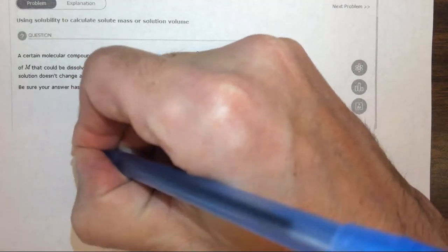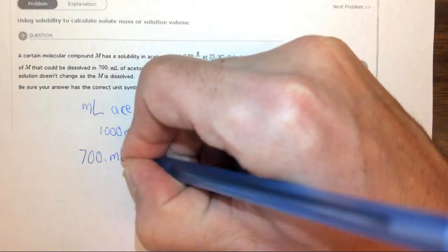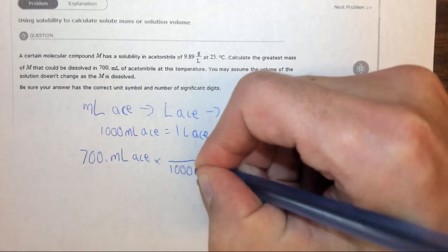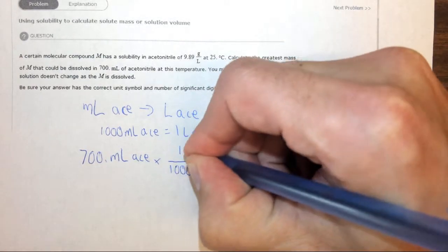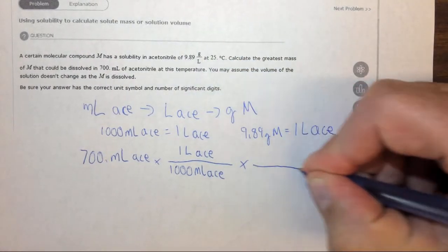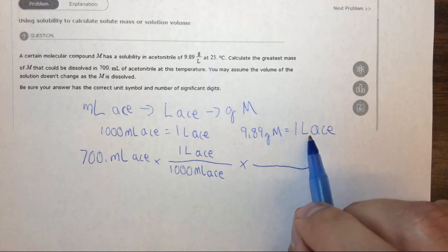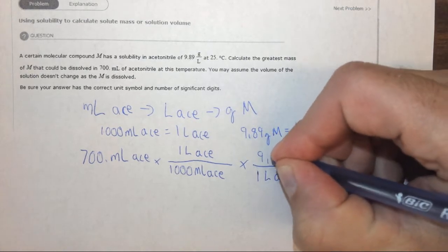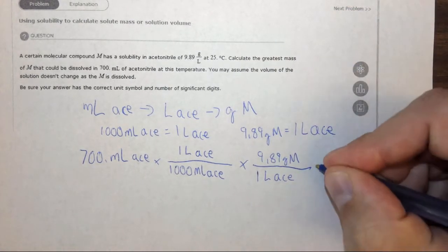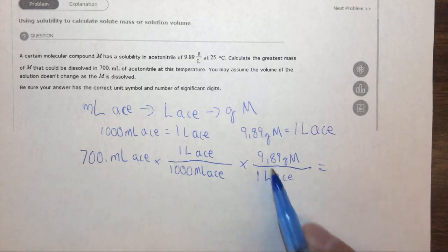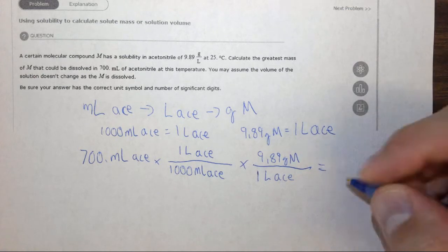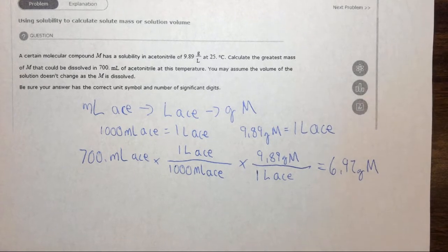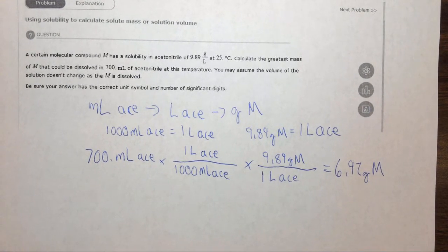So now, starting with 700 milliliters of acetonitrile times, we want milliliters to cancel out, so we put the 1,000 milliliters of acetonitrile on the bottom, 1 liter of acetonitrile on top, times, in this case we want the liter of acetonitrile to cancel out, so we put the 1 liter of acetonitrile on the bottom, and the 9.89 grams of M on the top. As you recall, multiply by the top, divide by the bottom, multiply by the top, divide by the bottom, repeat. To 3 significant figures, you get 6.92 grams of compound M that will dissolve in the 700 milliliter sample.